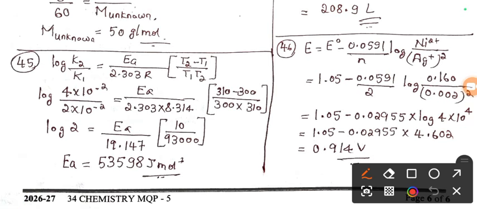45th question is related to activation energy. I have solved it here. You can refer. You will get 53598 joules per mole.